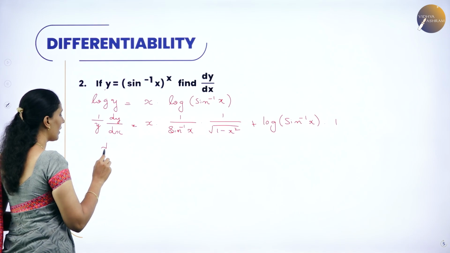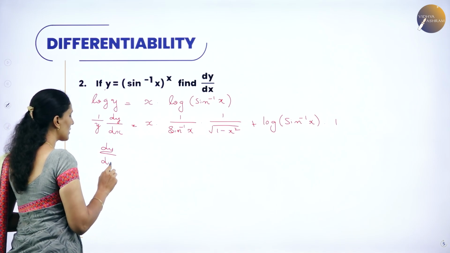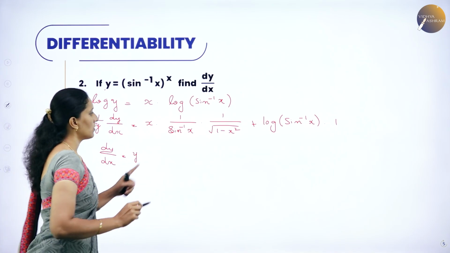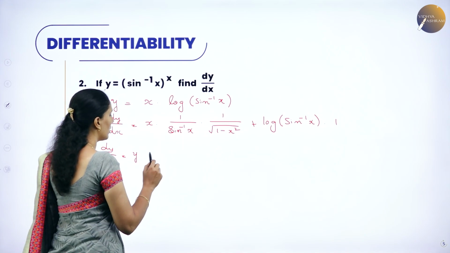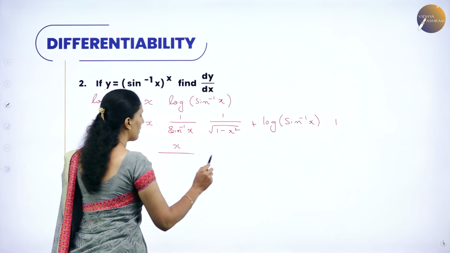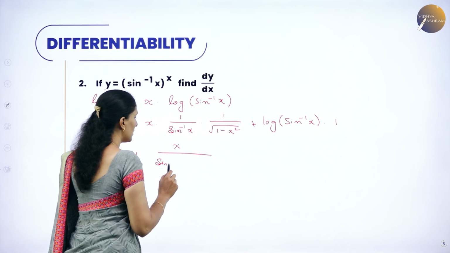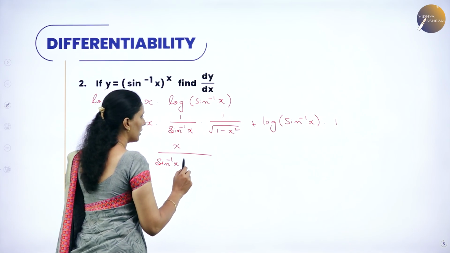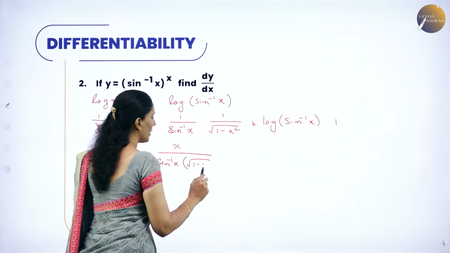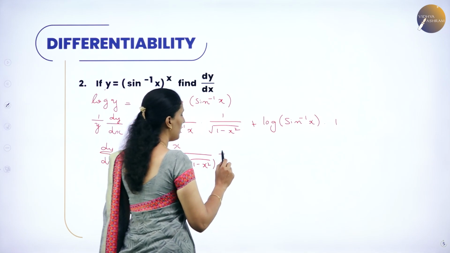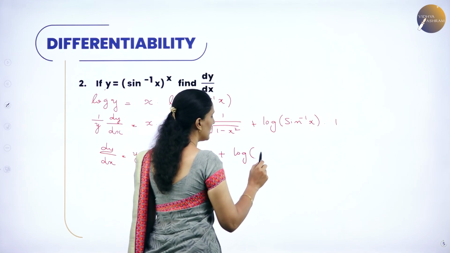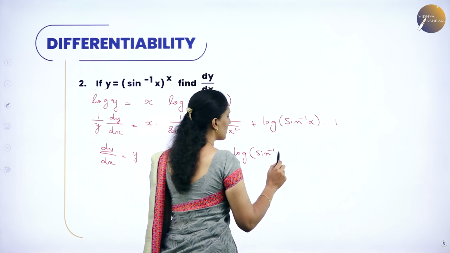Now here I can rewrite dy by dx is equal to y, multiplied by the whole expression. So I'll get x divided by (sin inverse x into root of 1 minus x square) plus log of sin inverse x.